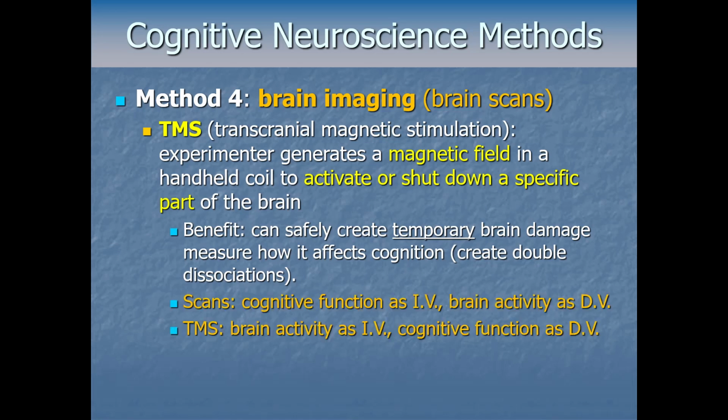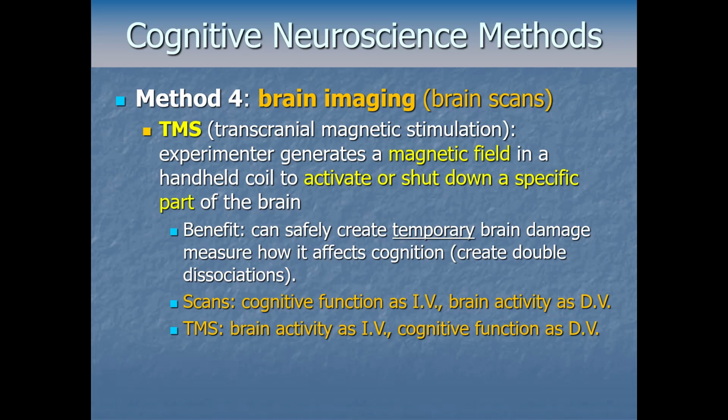Kind of think of it this way. With brain scans, we used cognitive function as the independent variable. We control what task they're doing, like math or language or whatever. And the dependent variable we're measuring is brain activity. But with TMS, we can do the opposite. Control their brain activity, turning certain places on or off as an independent variable, then measure how that affects cognitive function as a dependent variable.